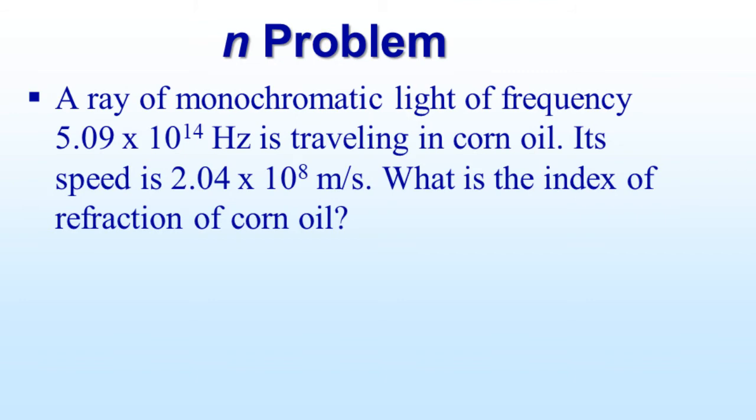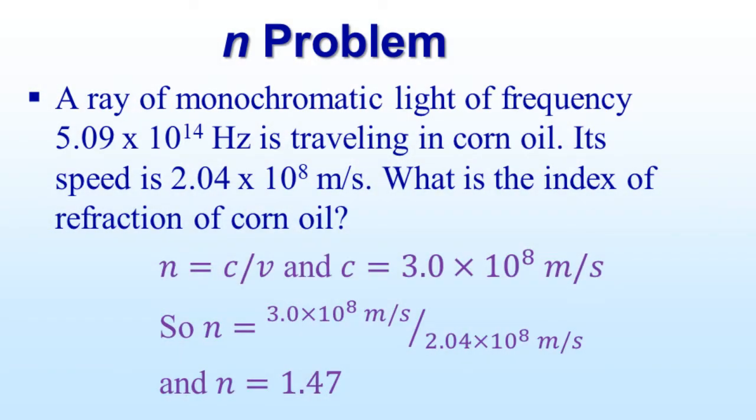What does that mean? Oil slows it down, and we can use the index of refraction equation, n equals c over v, to find something out about that. So let's use that. We'll substitute in the speed of light c, 3.0 times 10 to the 8 meters per second, as well as v, the speed of light in that other material, the corn oil. Using that ratio, we find that n for this material is going to be 1.47. Notice that there's no units on this because it's a dimensionless ratio of two speeds.